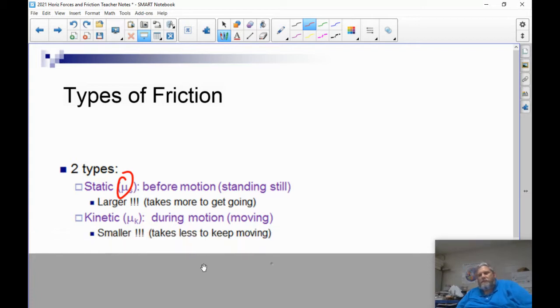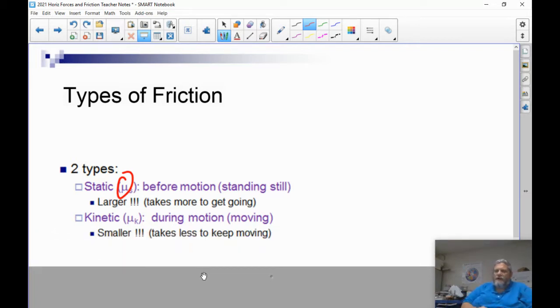The second one is kinetic friction. Kinetic friction is what happens when it's actually sliding. Sometimes kinetic friction is called sliding friction. And so as the box is sliding, that's the force that you're having to overcome to keep it sliding. And that kinetic friction is typically smaller than static friction.